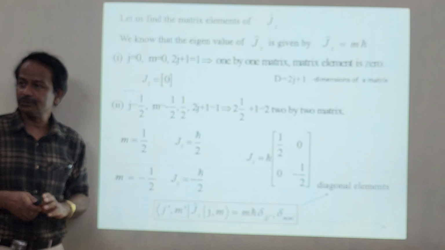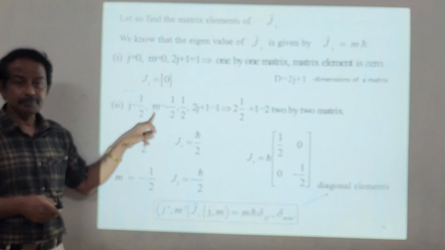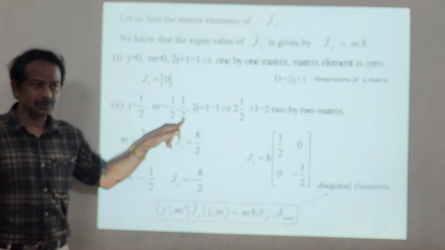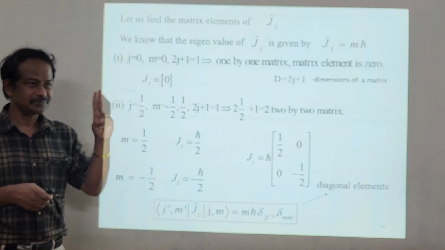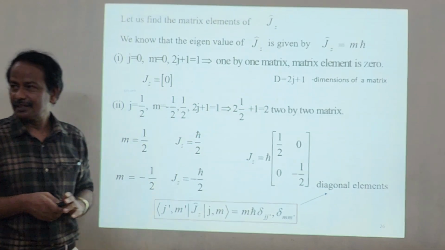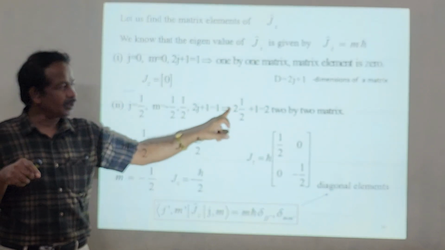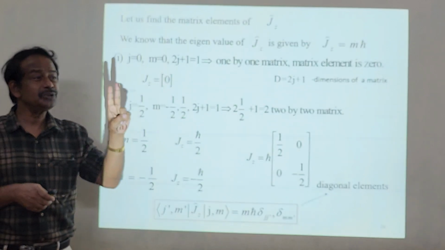Now you go for J equals 1 by 2, the next value. If J equal to 1 by 2, your m will go from minus J to plus J, so minus 1 by 2 to 1 by 2. Is it okay? So we have two values now. What is the dimension? The dimension of the matrix is 2J plus 1, so 2 multiplied by 1 by 2 plus 1. That will give you 2. So there exist two elements in the matrix.